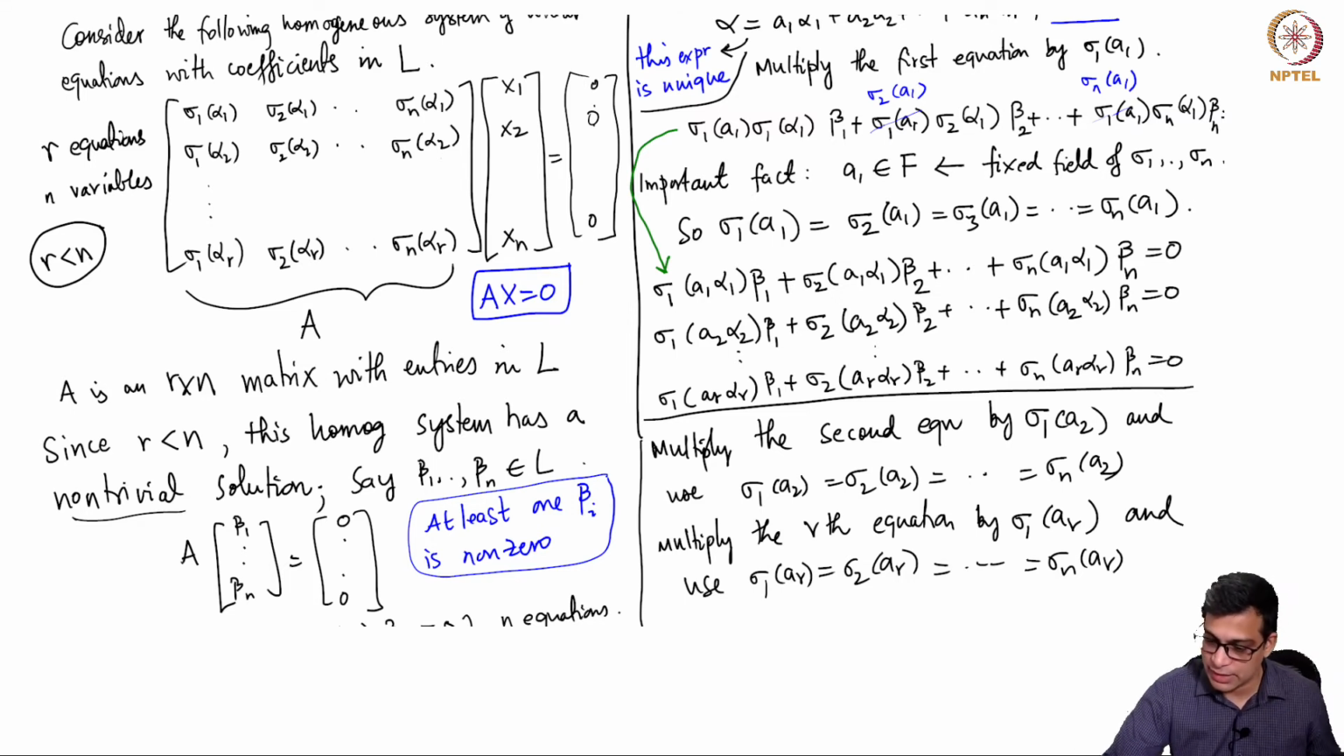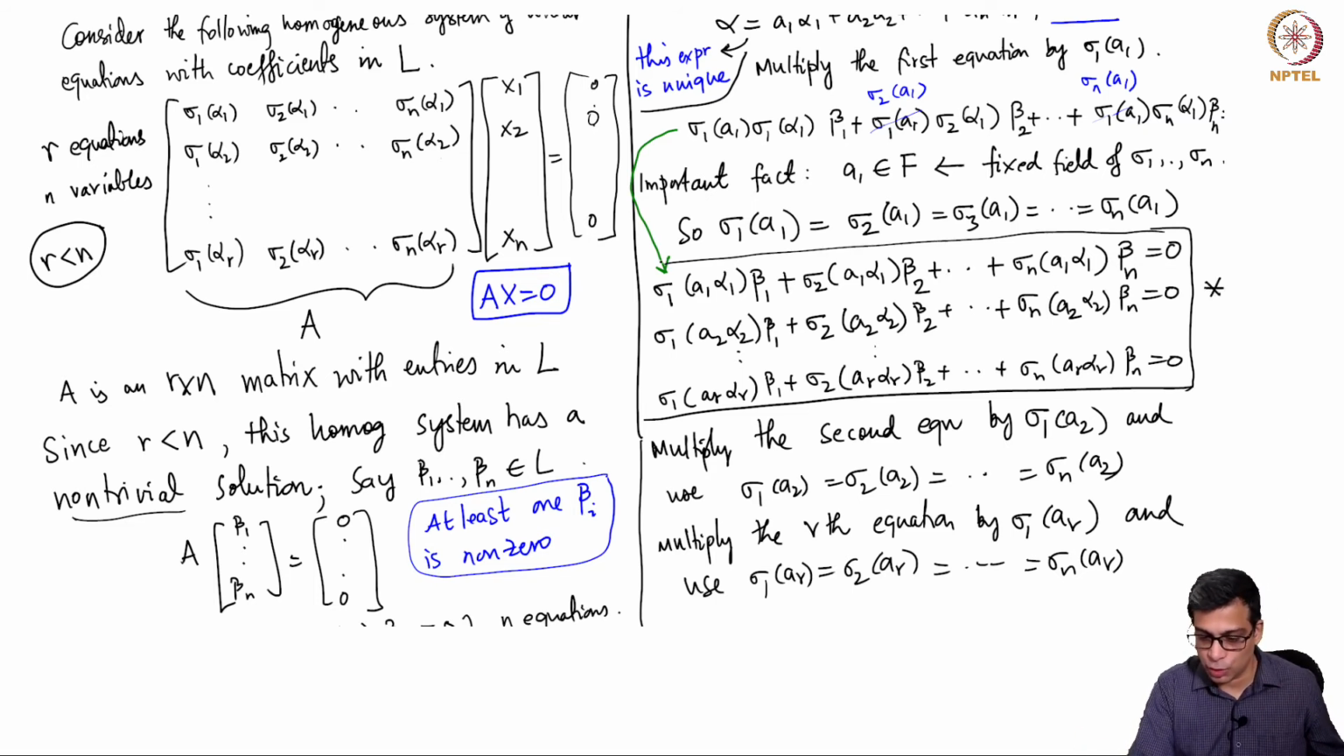So now this is the system that we are going to use. This system is what is going to do the job for us. If you just stare at the first term in each equation, you get sigma 1 A1 alpha 1 beta 1, A2 alpha 2, AR alpha R. So if you add all of them, what do you get?